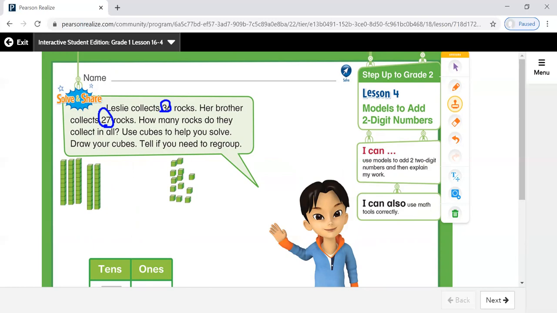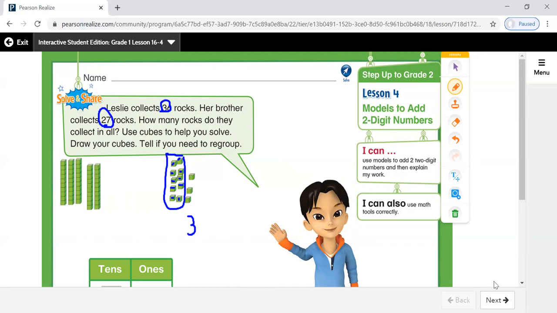Now, we said that we can't write 13 ones. What will I do? I want to group each 10 cubes together. Count with me. Put each 10 cubes into one group. 1, 2, 3, 4, 5, 6, 7, 8, 9, 10. Now, how many ones are left here? I have 3 ones and I have 1 ten.